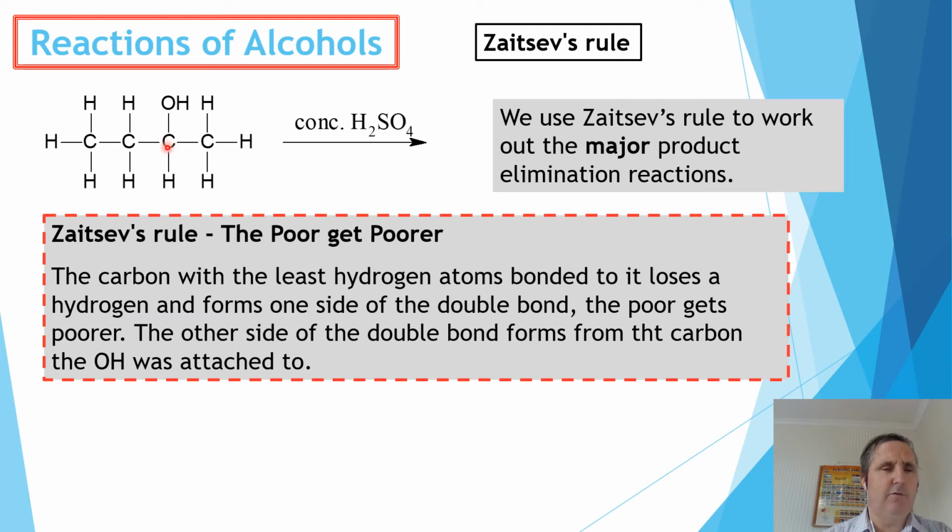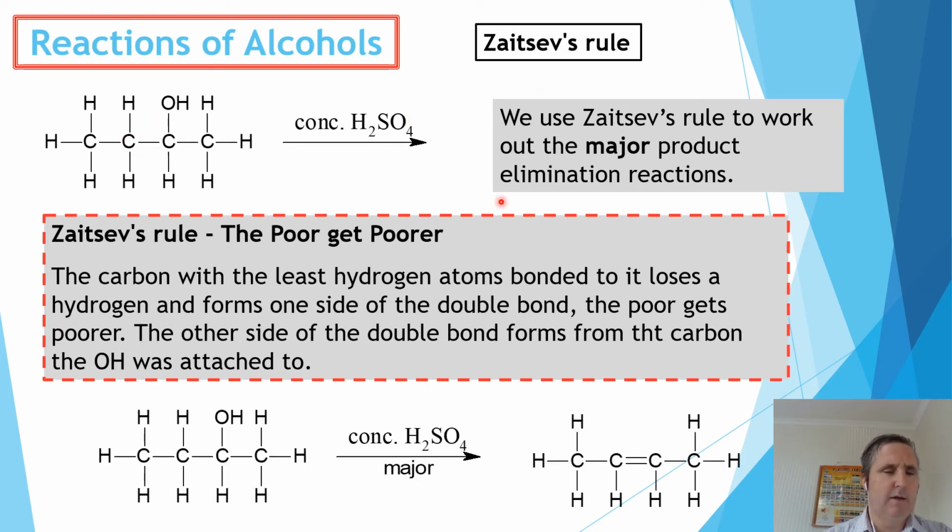So the first side forms where the carbon is joined to the OH. The other side will form on the side that has the least hydrogens. That's the poor get poorer. That is the majority of the time. Remember, there will still be a small amount, a minority, that happen on the other side. So you will get two different products, but the majority product will be when the double bond forms on this left-hand side here, the one that joins to the poorer carbon. So this is called Zaitsev's rule.